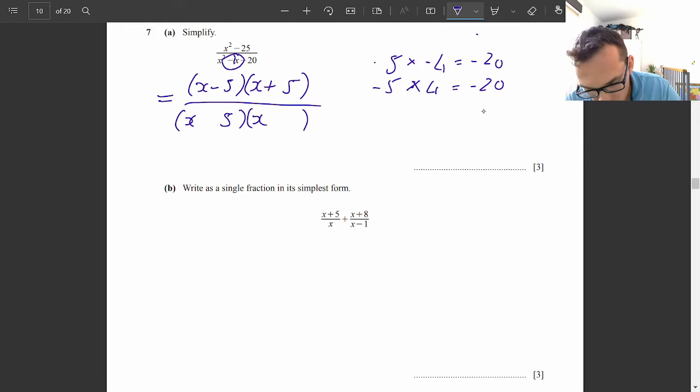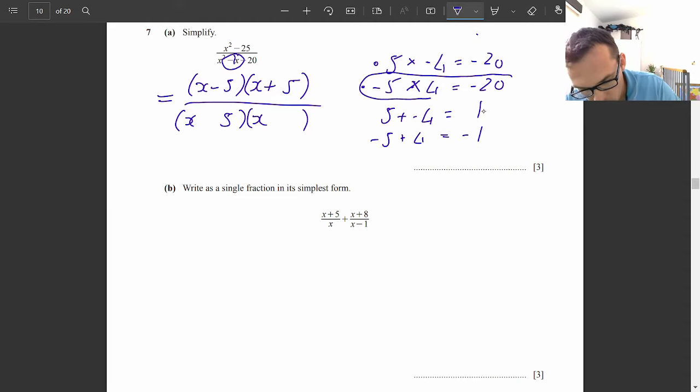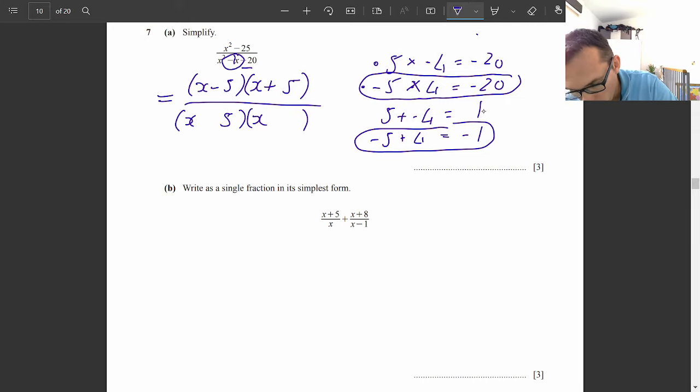So if we try the first option there, 5 plus minus 4 will give us 1. The second option there, minus 5 plus 4, that one will give us negative 1. So these are our correct options, minus 5 and 4, because multiplying gives us a negative 20 and adding gives us a negative 1. So now we know that's minus, and over there we got a plus 4.